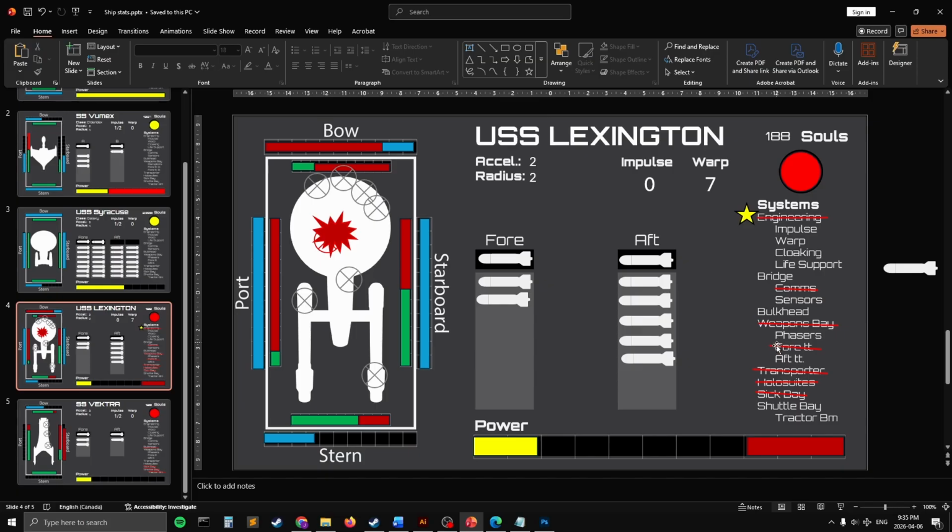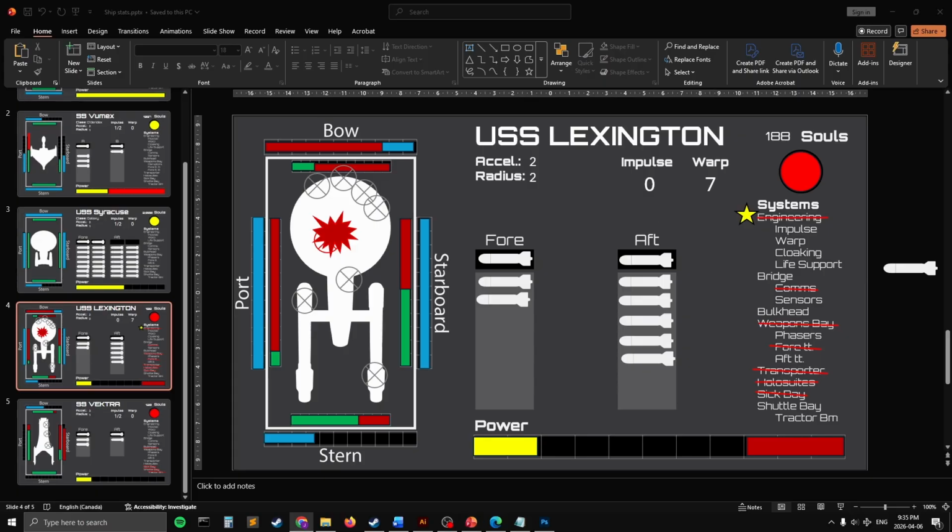So if I wanted to repair my forward torpedo tube, I first have to repair weapons bay, because with weapons bay, there's a problem with it. Maybe there's a hull integrity issue, and it's not safe to repair the forward torpedo tube.